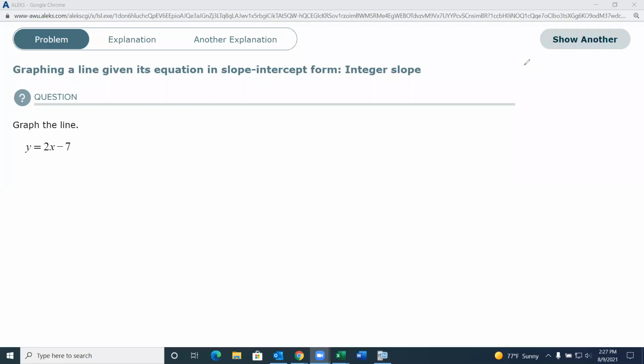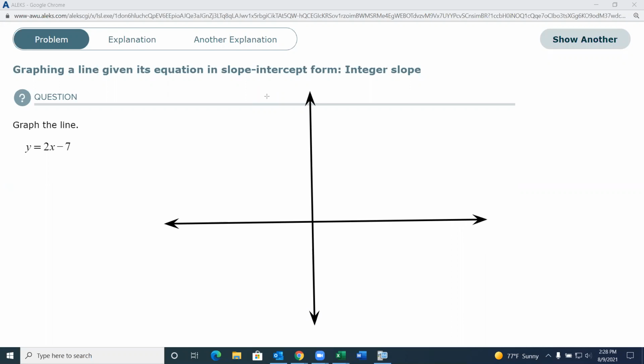Okay, so how do I graph a line? Well, by hand, first of all, you have to have y all by itself in the equation, which it already is on these, so that's no problem. Secondly, the number that is not being multiplied by x tells you what your y-intercept is, or in other words, where your line is going to hit the y-axis. So it's going to hit at -7.